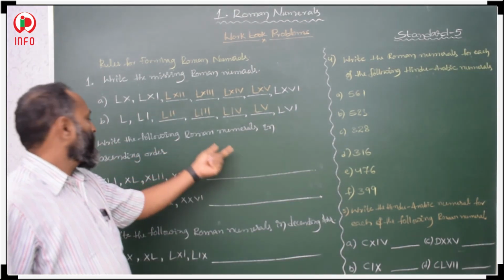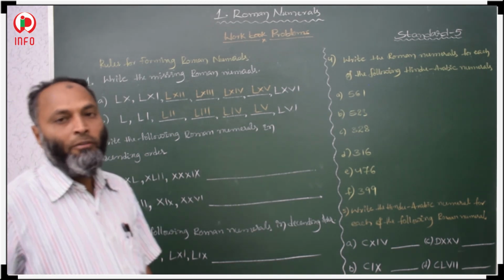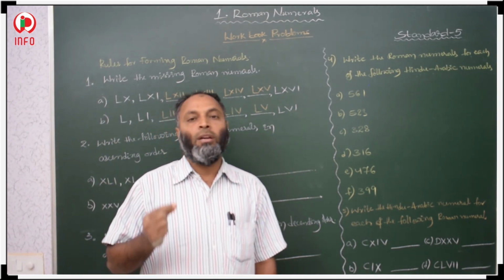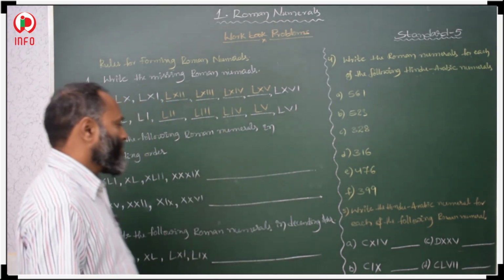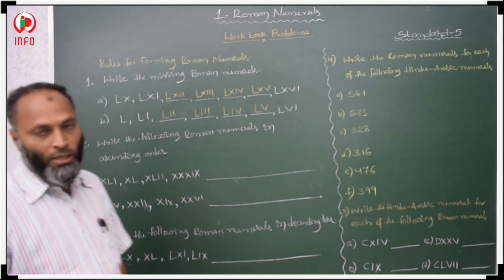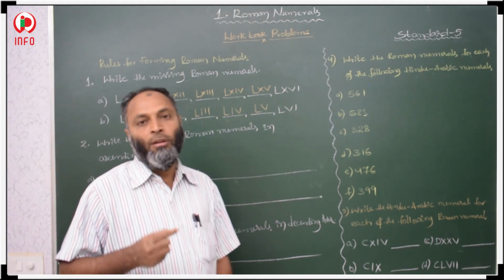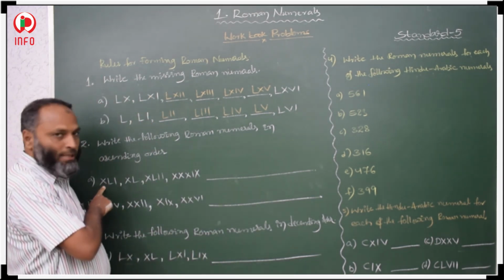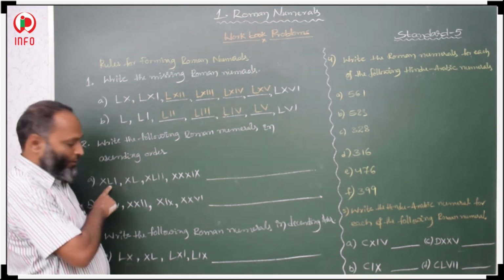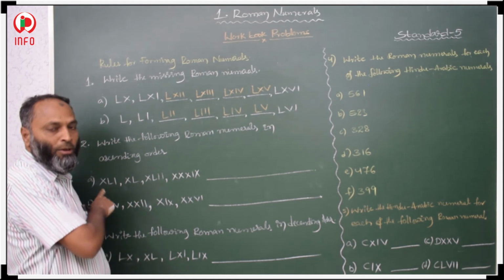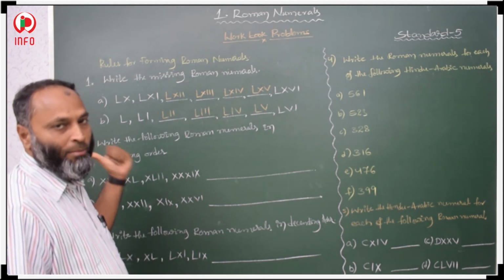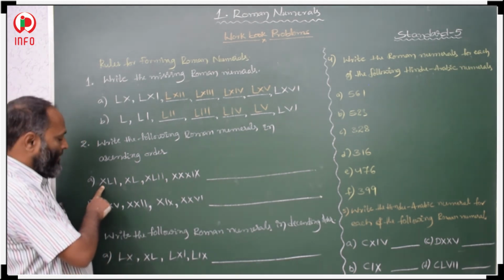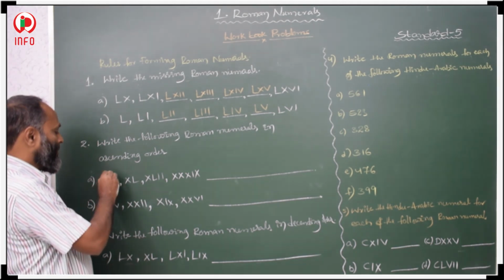Write the following Roman numerals in ascending order. Ascending means increasing order, from smaller to larger. First we have to write the smaller number. How do we find it? First we convert the given Roman numerals into Hindu-Arabic numerals, according to our rules. Now here XL: this is the smaller Roman numeral and this is the bigger one, 50 and 10. The smaller Roman numeral is on the left side of the bigger, so we subtract. 50 minus 10 is 40. 40 plus 1 is 41.